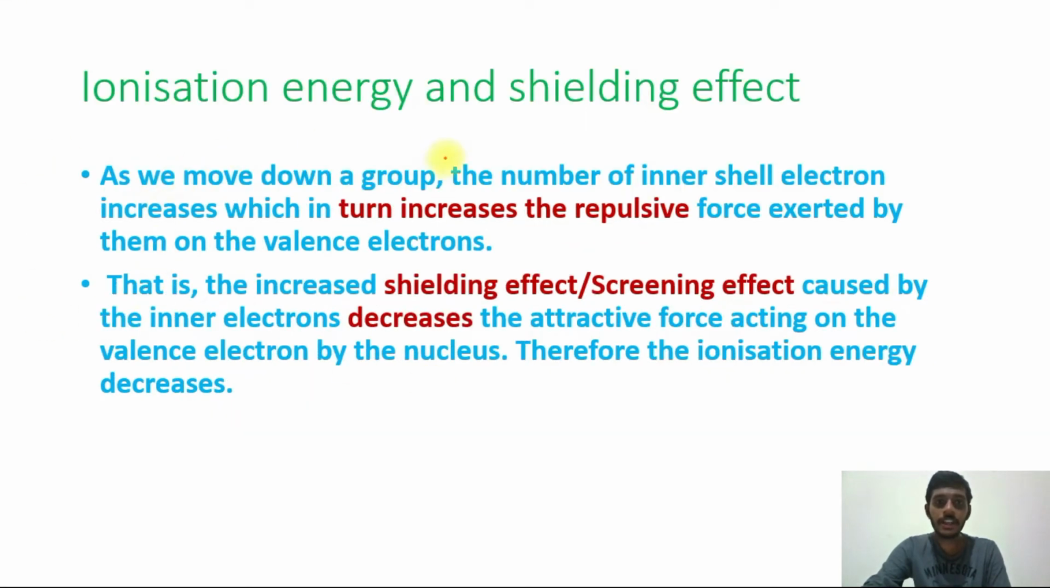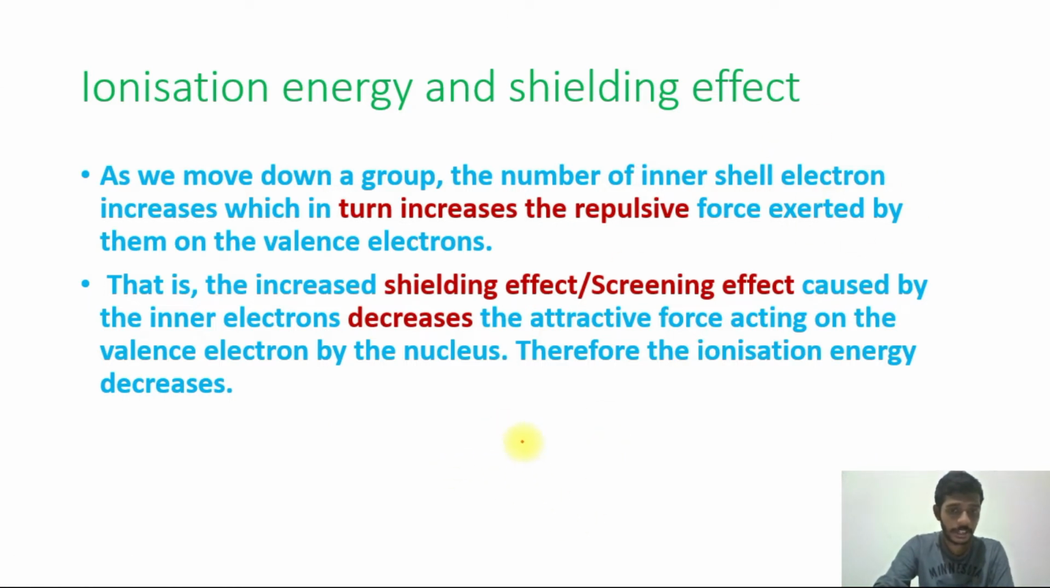Ionization energy and shielding effect. As we move down the group, the number of inner electrons also increases. Therefore, the repulsive force exerted by them on the valence electron also increases. That is the increasing shielding effect, or screening effect. The screening effect caused by the inner electrons decreases the attractive force acting on the valence electron by the nucleus. Therefore, ionization energy decreases.